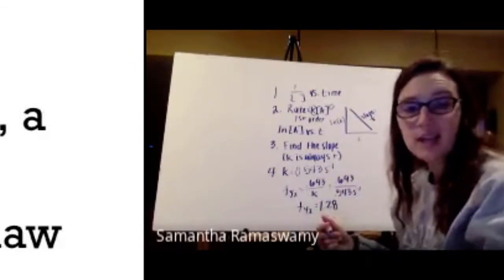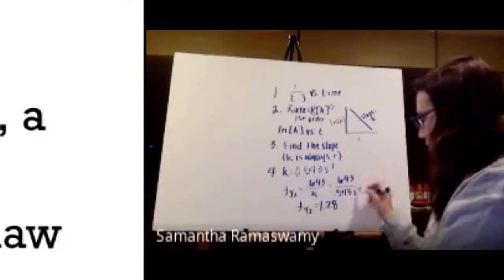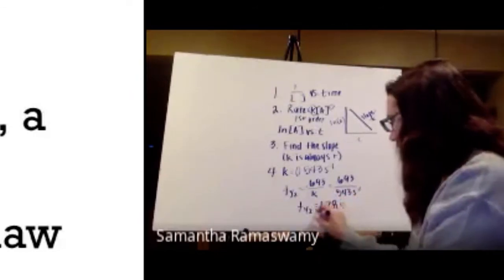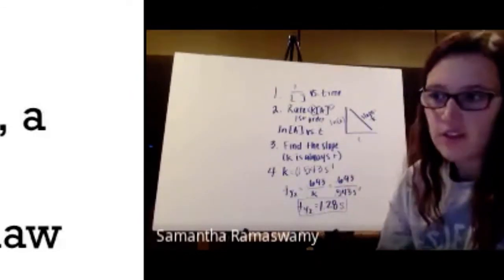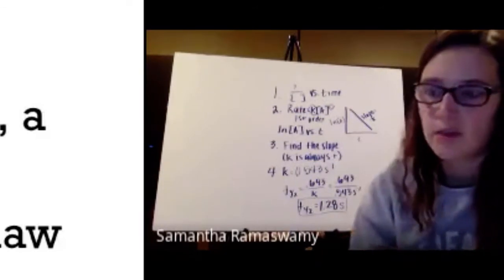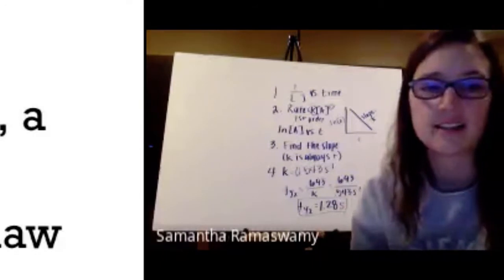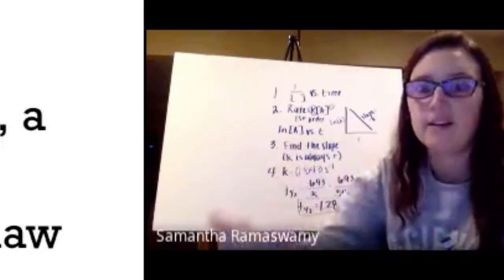Now, t is time. If I have nothing over per seconds, that results in our unit just being seconds. So the half-life of this process is 1.28 seconds. That means every 1.28 seconds, we use up half of what we had before.